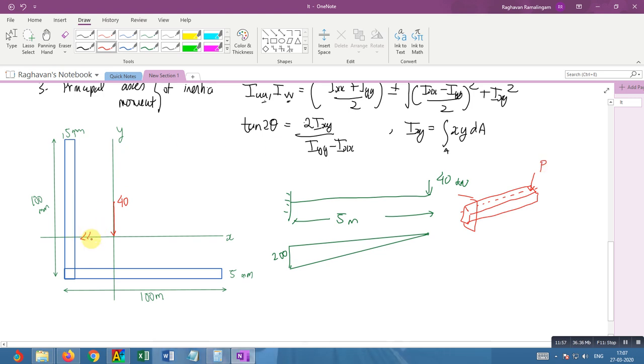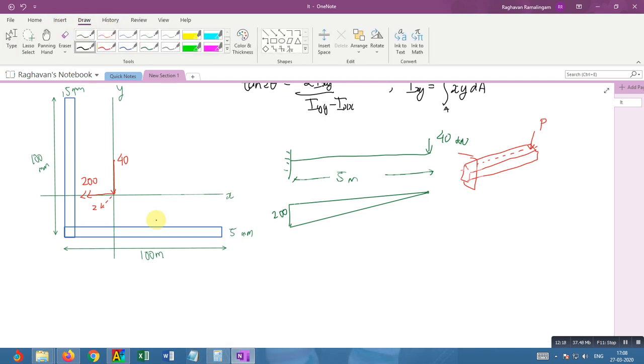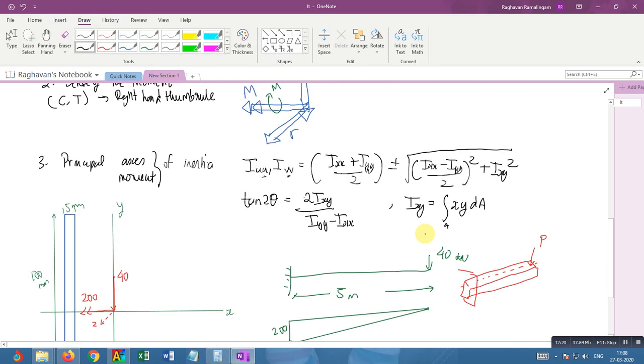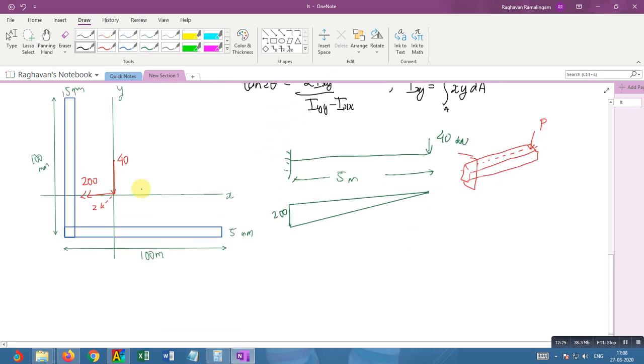So the right hand rule tells me the moment will be in this direction. If I take my z in this direction, so if my load is downward and z is this way, then the moment is this way. Okay, let's just keep it that way. So the first thing that I need is to find all these principal moments of inertia and the principal axis of inertia. Before that I need to get everything in terms of the centroidal axis.